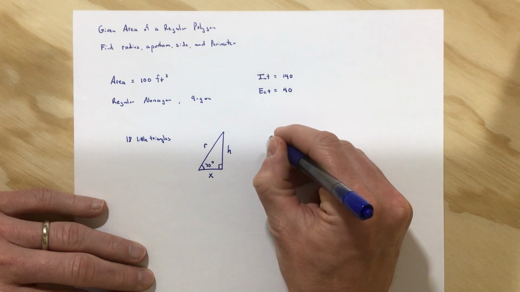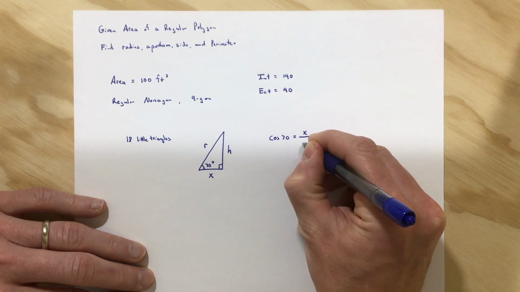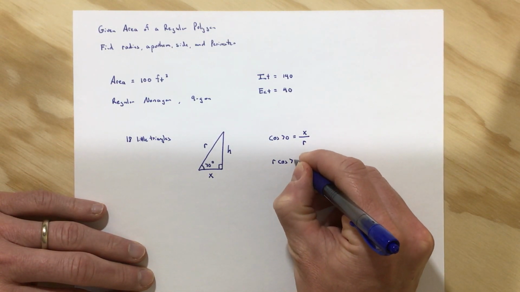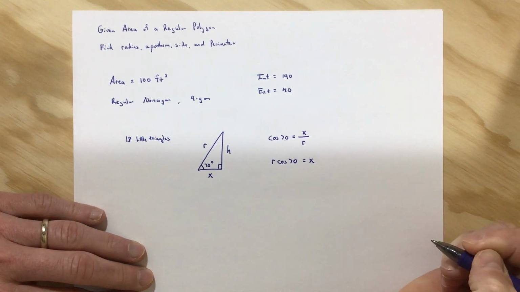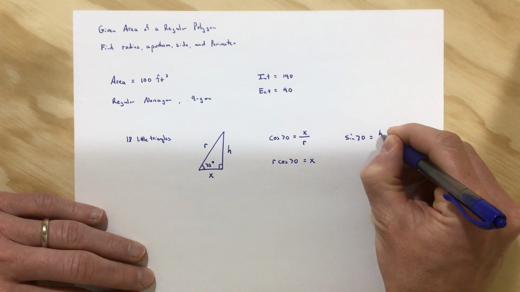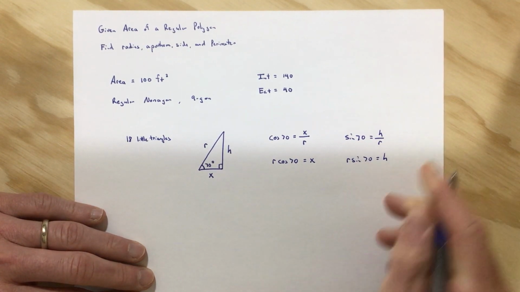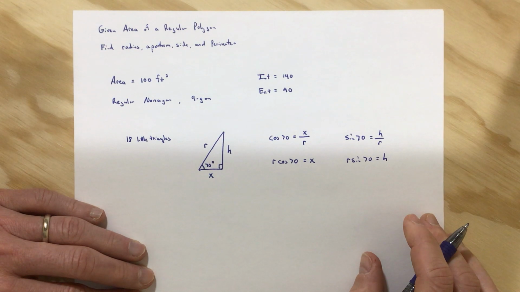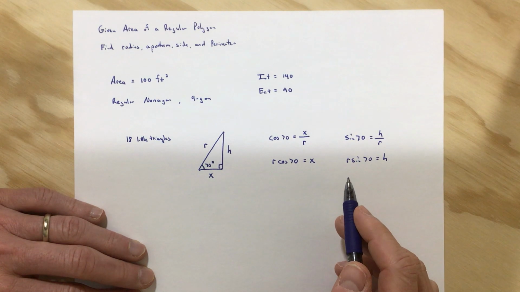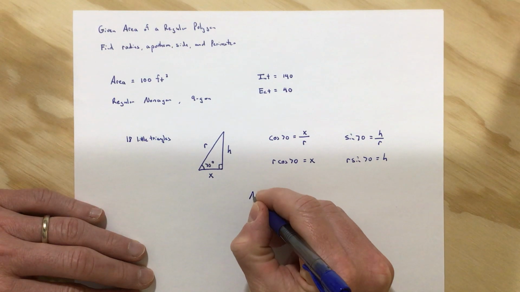So let's use cosine. Cosine of 70 should be x over r. If I multiply both sides by r, I get r cosine of 70 equals x. Okay, now I'm going to do sine of 70. Sine of 70 is h over r. So then r sine of 70 is equal to h. Okay, just like we've always done, except now they're in the abstract, meaning they're with letters, variables, rather than numbers.